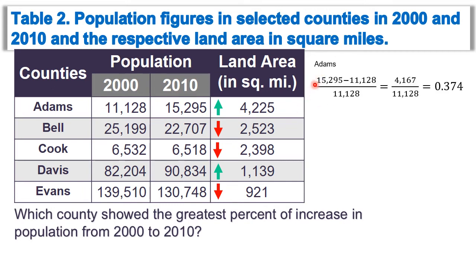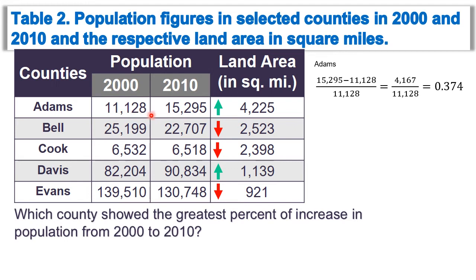Adams County had 11,128 during year 2000 and 15,295 in the year 2010. So the difference or the increase in the population is 4,167 divided by 11,128. Why 11,128? Why not 15? Let us take note that when we are considering the percent of increase or even decrease, we have to consider the original amount, because the original amount is where we compare the change of the population as shown here on the table.